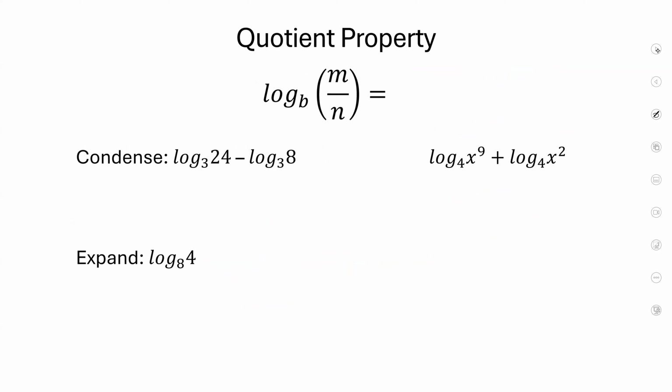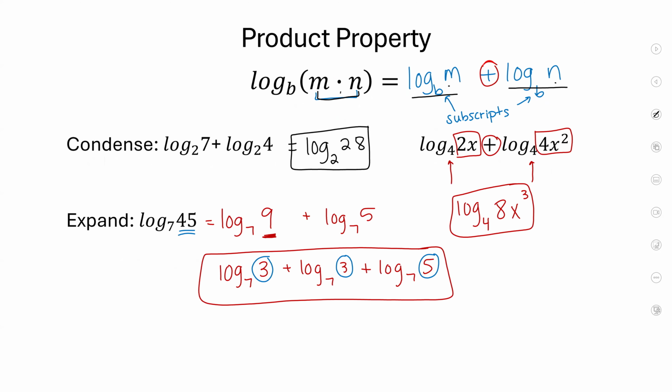Now let's do the quotient property. The quotient property says if you have two things being divided, you can write it like this. Log base b of m minus log base b of n. You should write the b small at the bottom, as a subscript. Notice the difference. This one has a subtraction sign. The product has a positive sign, a plus sign. It's an addition.